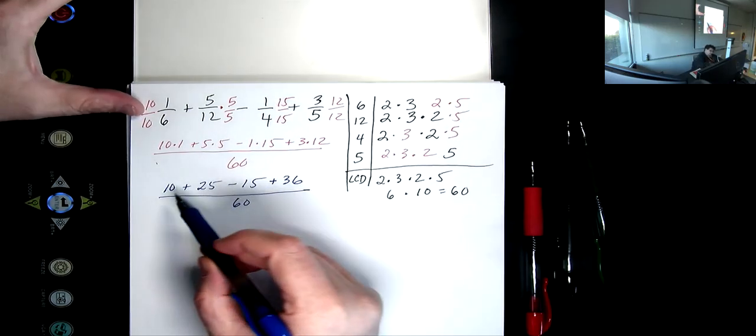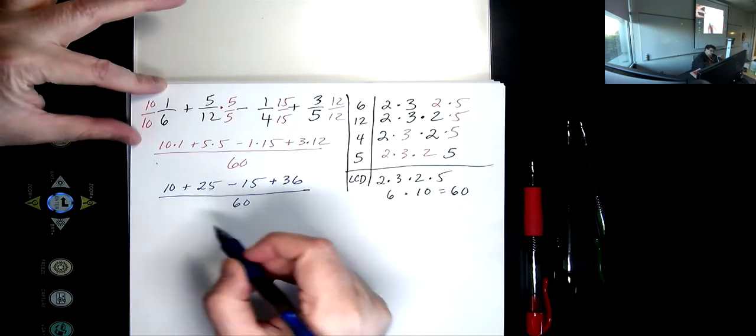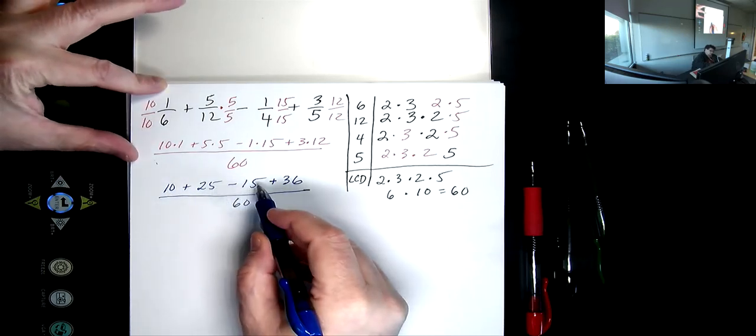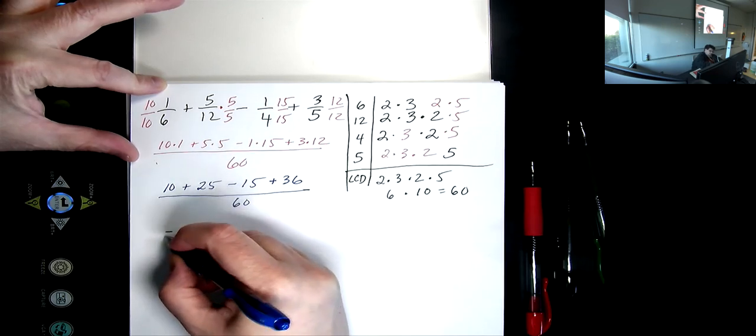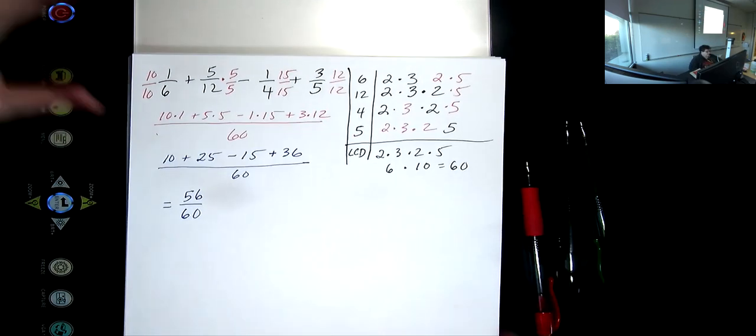If I go left to right, 10 plus 25 is 35. Minus 15 is 20. Plus 36 is 56 over 60. Okay, now, did everyone get 56 over 60? Okay, now we want to reduce it.